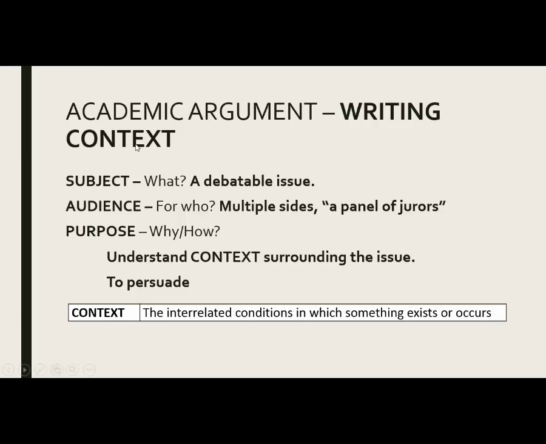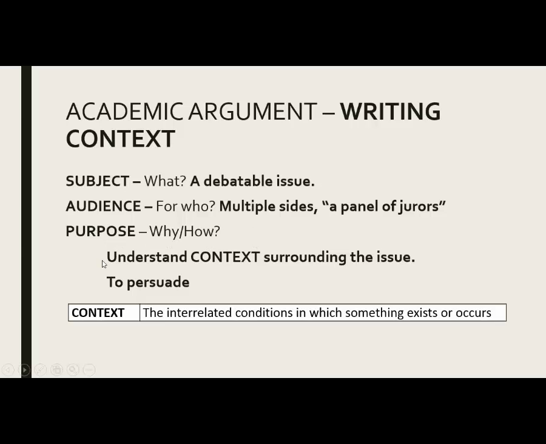So, for example, when we break down the writing context for subject, we want to say, okay, what are we talking about in academic argument? What do we want to write about? We want to write about a debatable issue. Audience, for who are we writing this academic argument? Well, for multiple sides or a panel of jurors. This means that you want to think of your audience as judging your argument, all right? You maybe want to think of your audience as people from both sides of the argument or even people who are undecided. Again, your goal is to be convincing and to be persuasive.